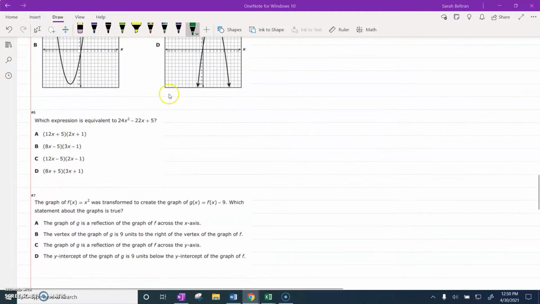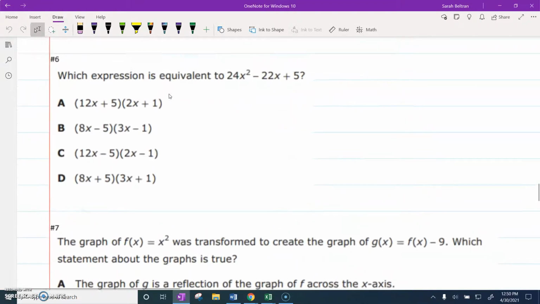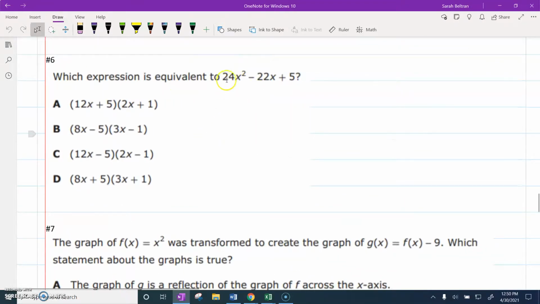All right, problem number 6, it says which one is equivalent? Again, you're going to have to graph this, so you would graph it and set it equal to 0. All right, so you'll do all this equals 0, and it's one of those ones that has fractions as the x-intercepts. Go ahead and give it a shot.